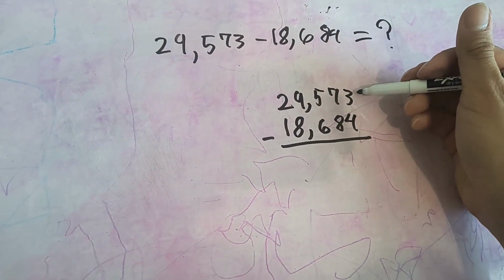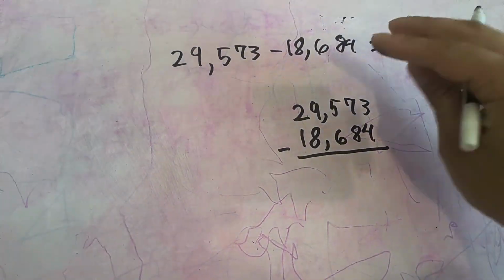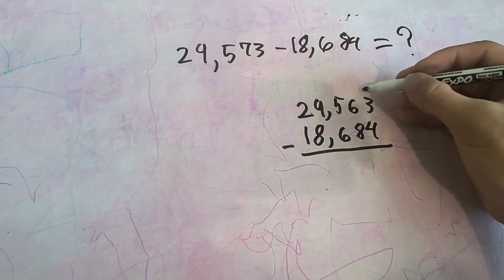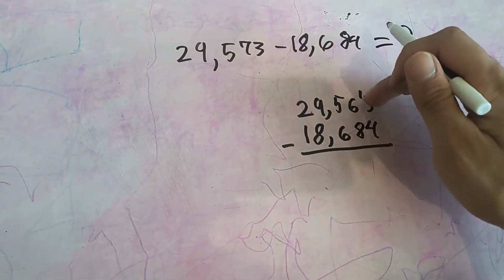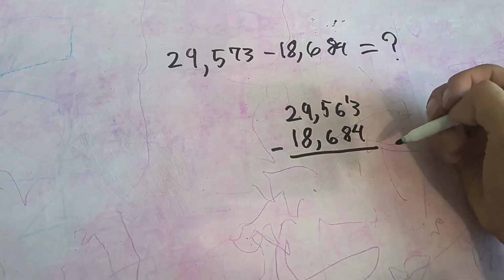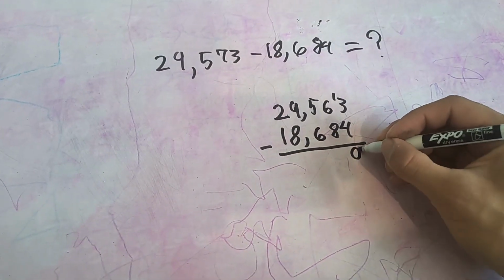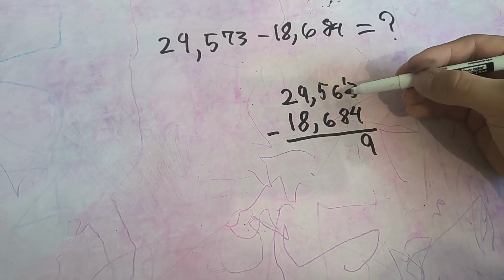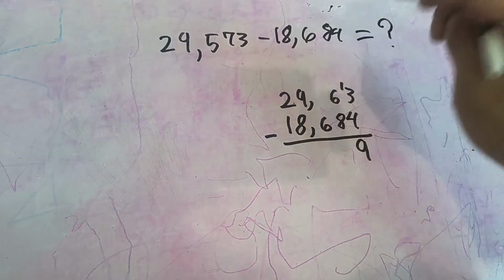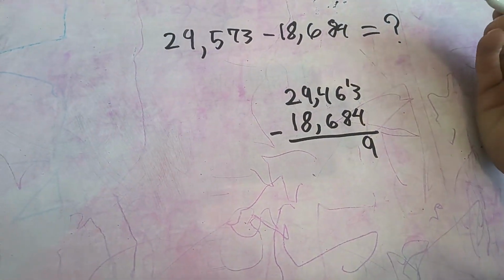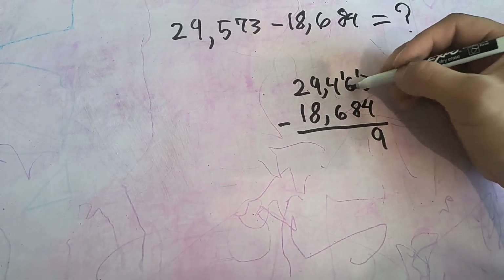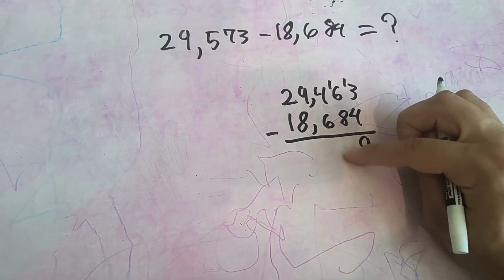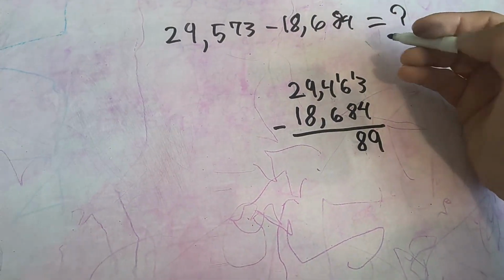And then we start from the ones place. 3 minus 4. Well, we can't do that, so remember, we take 1 from right here. This becomes a 6. Now this becomes a 13. Okay? Now it's 13 minus 4, which is just 9. Then we do 6 minus 8. Well, we can't do that because 6 is smaller than 8, so we take 1 from right here. That becomes a 4. And this becomes a 16. 16 minus 8 is 8.